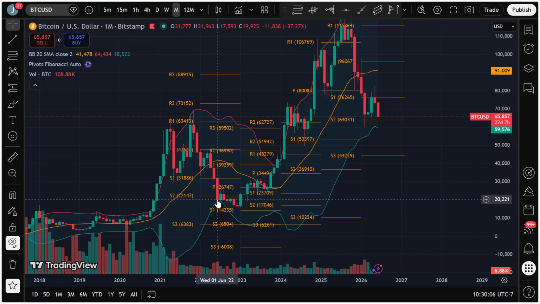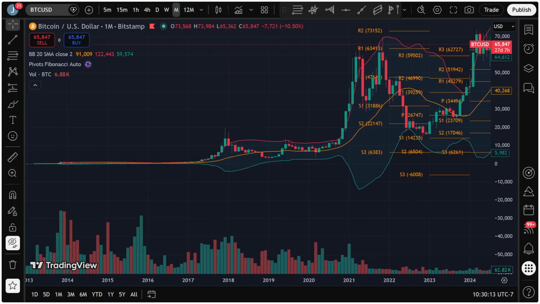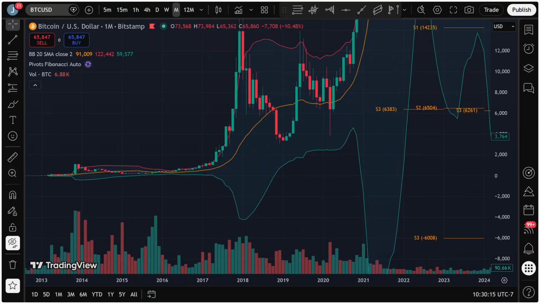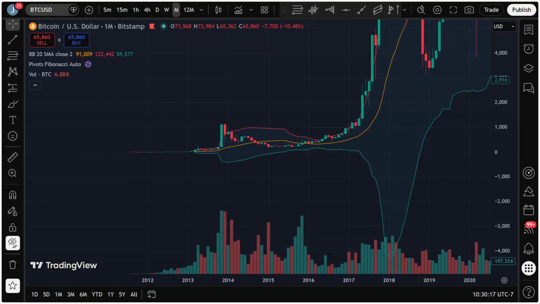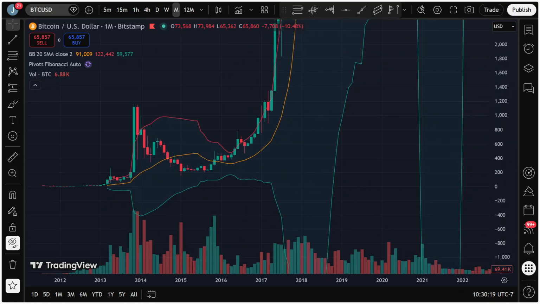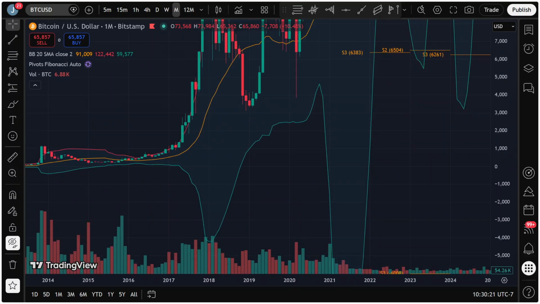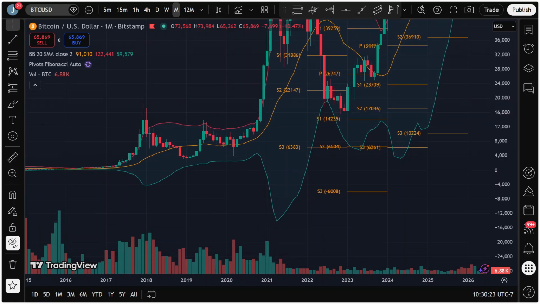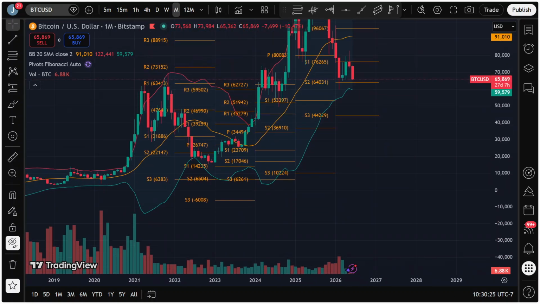We do have instances where it breaks it. Interestingly enough, it looks like it broke it in June last time. So it is quite possible that that is the case. That was in 2022. We didn't touch it in 2018. We did not touch it in 2014. So that's not a hard and fast rule for me. I don't need us to touch the bottom of the Bollinger Band. I think it's more likely, as I said earlier in the video, that we're going to continue to expand to the downside, in which case it doesn't need to touch it. It just needs to kind of follow along it.